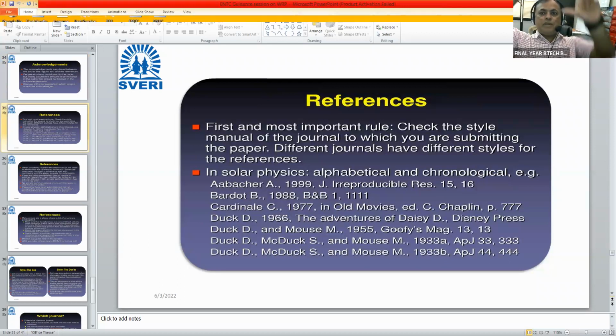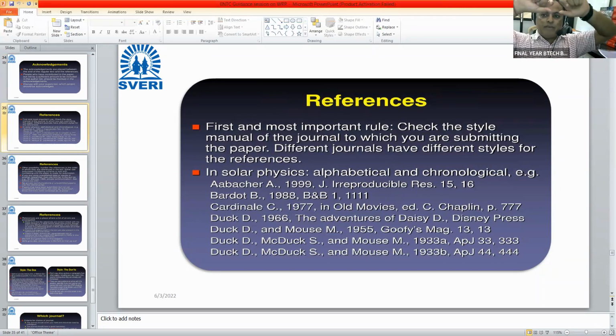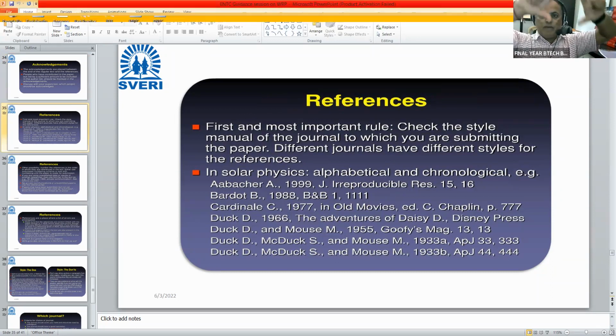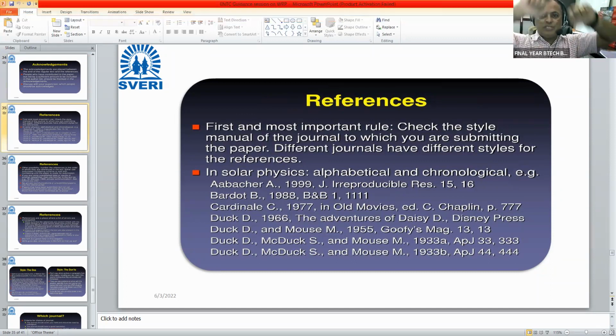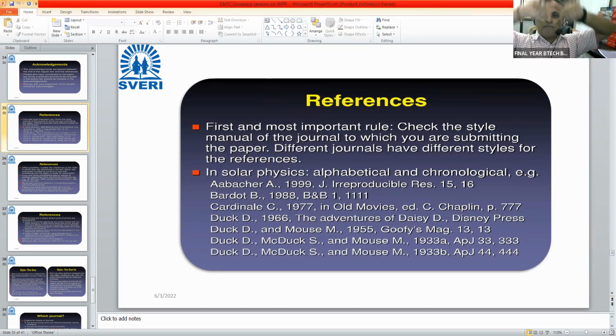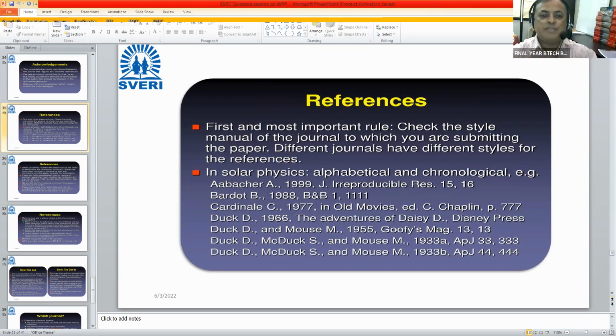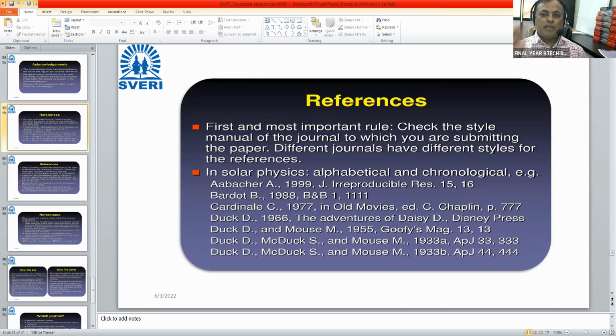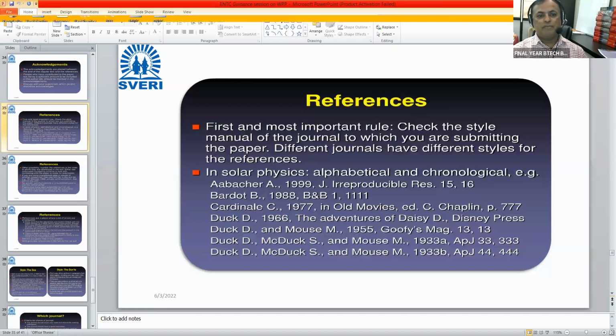So what is the first one? The title of the paper. Then you have the authors' names, then the affiliation of the authors, then the abstract, then keywords, then introduction, then methods and materials, then results and discussion, then conclusion, and then references. References have to be put in square brackets wherever you are using them, and those references should be put into those lines where you have used them.